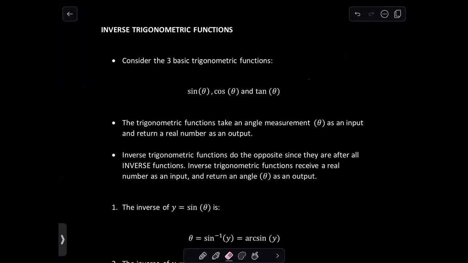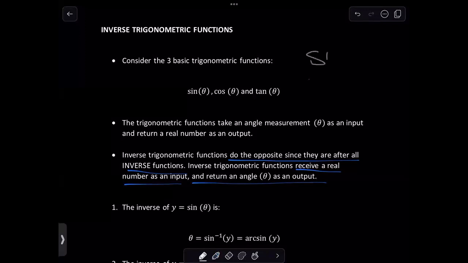Let's look at the inverse trigonometric functions. Since they are inverses, they do the opposite. Inverse trigonometric functions receive a real number as an input, and they are going to return an angle, theta, as an output. And if you've done high school mathematics, there's a very, very high probability that you've been working with inverse trigonometric functions and maybe haven't noticed it.